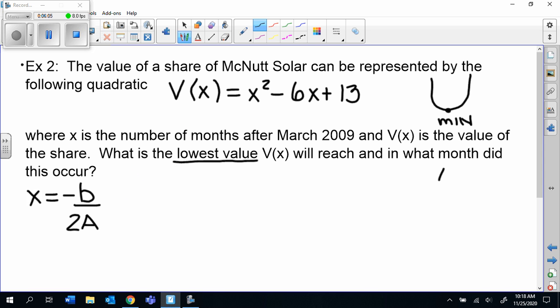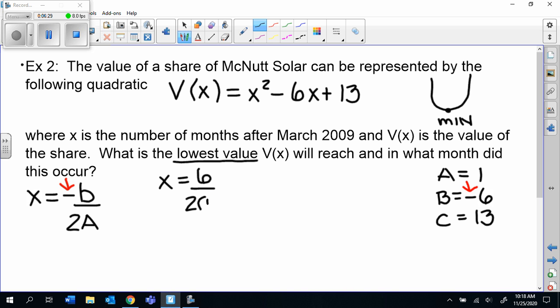So A is 1, B is negative 6, and C is 13. So x equals, all right, here's a perfect example. There's a negative here, there's a negative here. So if we do the opposite of the negative, it turns into a positive over 2 times A is 1. So x is 3. Now, let's read the sentence.